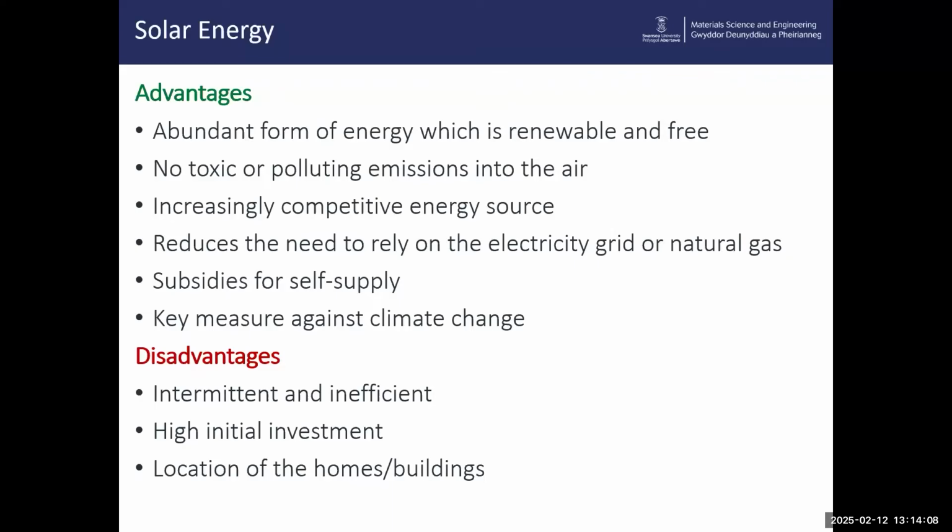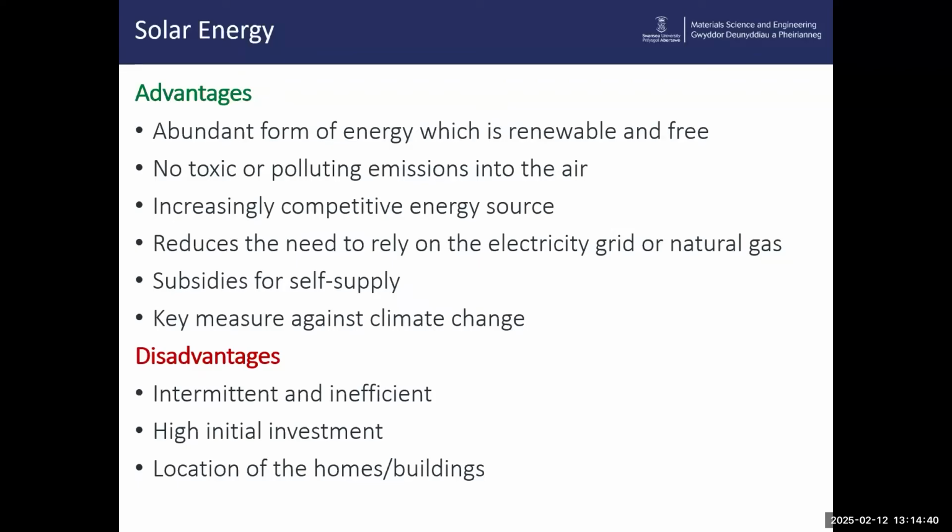However, there are some disadvantages to consider when thinking about choosing solar energy. It can be intermittent and inefficient. So cells are at maximum 30 to 40% efficient, and many are a lot lower than that. And it's also intermittent depending on the weather and things like shading from nearby plants, buildings, and so on. It's a high initial investment.